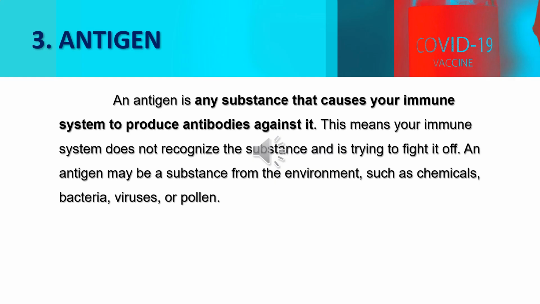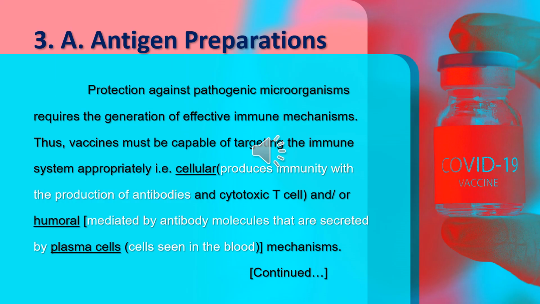The third factor related to vaccination is antigen. What is an antigen? An antigen is any substance that causes your immune system to produce antibodies against it. This means your immune system does not recognize the substance and is trying to fight it off. An antigen may be a substance from the environment such as chemicals, bacteria, viruses or pollen. The first one to mention about antigen is antigen preparations.